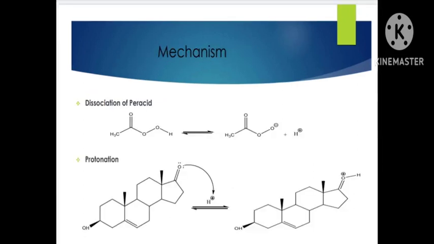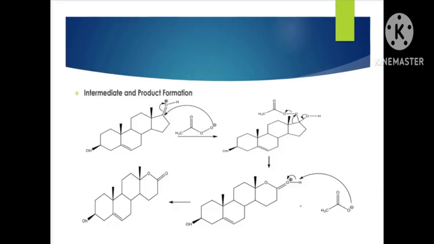Next we will discuss its mechanism. As we have already discussed the general mechanism of this Baeyer-Villiger oxidation, the same applies here. First is a dissociation step, in which the peracid that we are using in this testolactone synthesis will get dissociated to give a proton. And in the second step, the carbonyl carbon will get protonated. Next step is the formation of the intermediate. As we have already discussed, when the oxygen gets a positive charge, it will become more electron withdrawing.